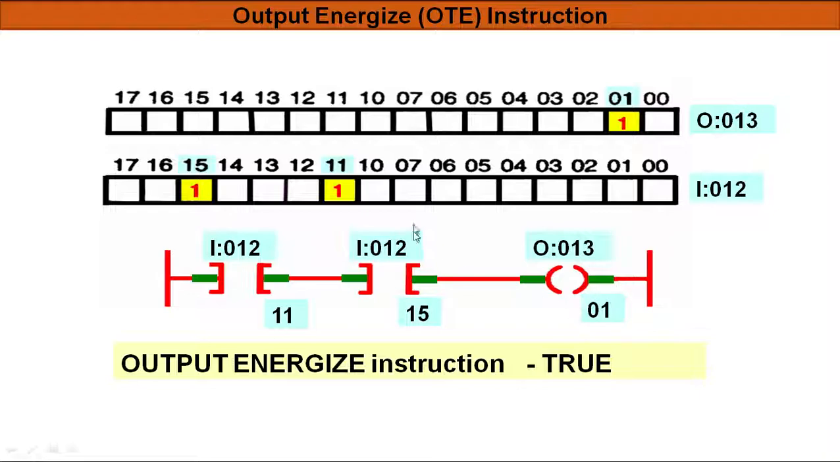We put this 01. This is a 15. You will find this is a 15. Inputs are here, output and instruction is true. If both are 1, then this is true only.